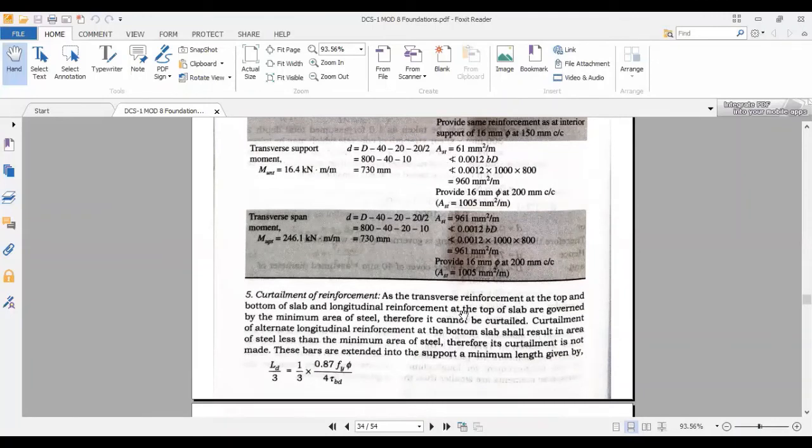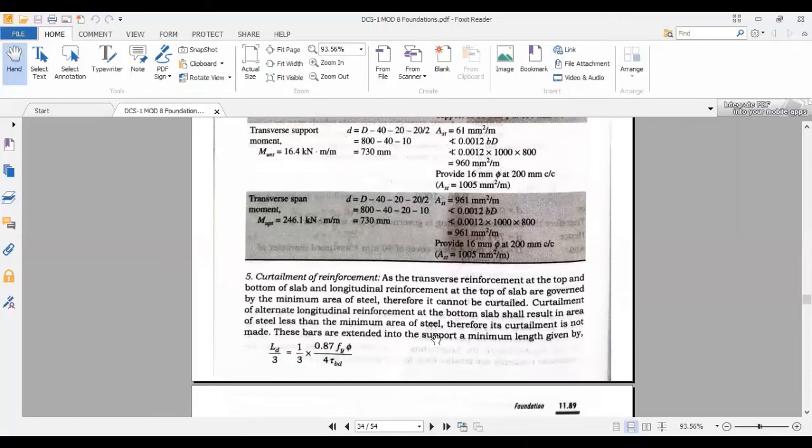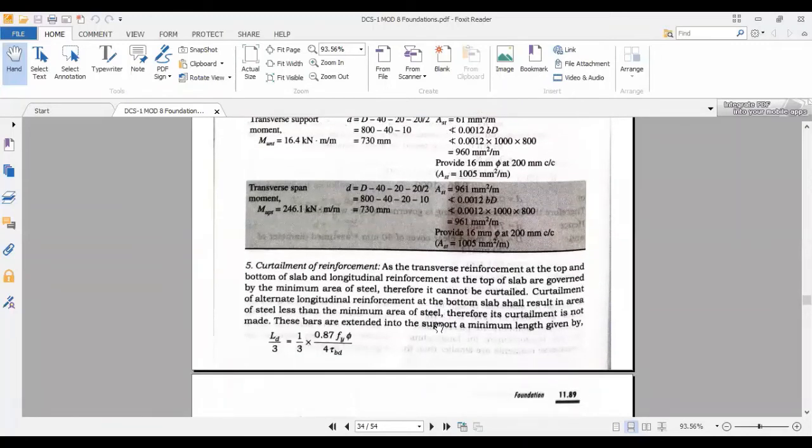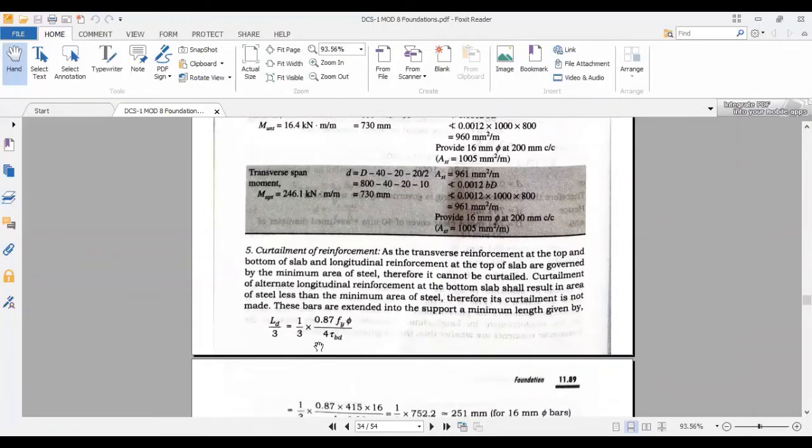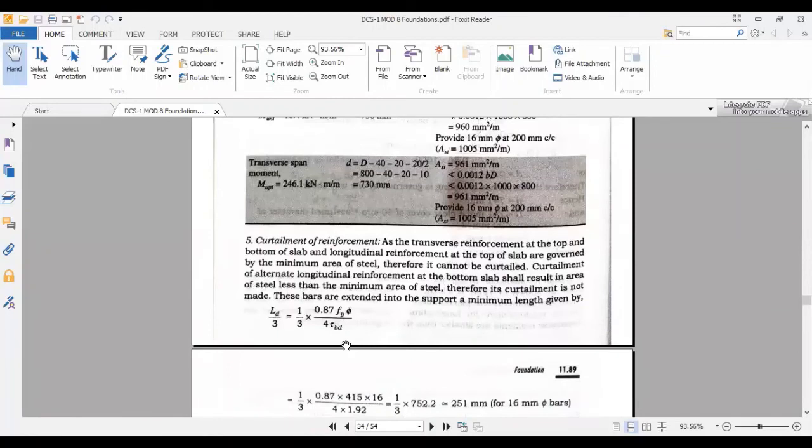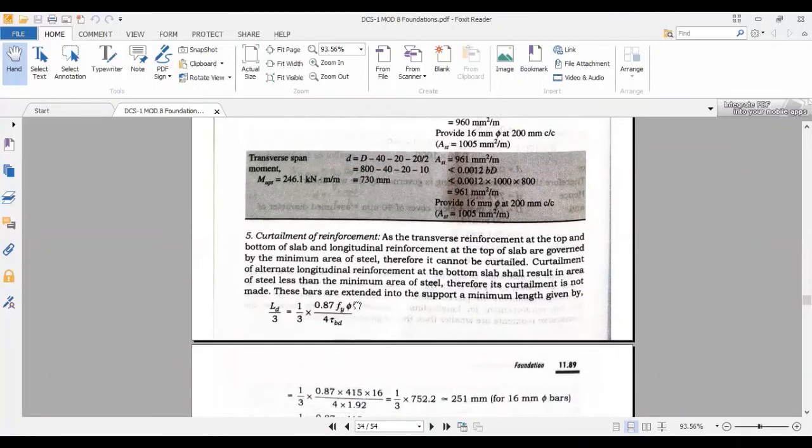Curtailment of alternate longitudinal reinforcement at the bottom slab shall result in area of steel less than minimum area of steel, therefore its curtailment is not made. These bars are extended into the support, and this minimum length is given by this formula. LD by 3 is equal to 1 by 3 multiplied by 0.87 f_y phi upon 4 times tau BD.